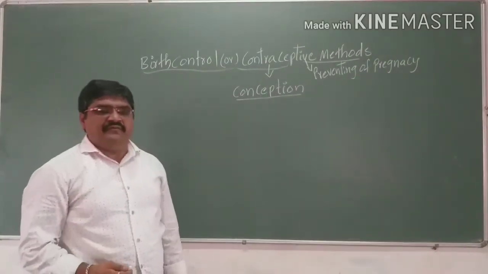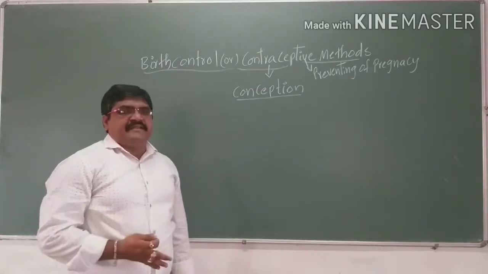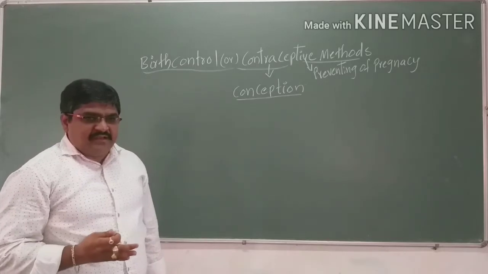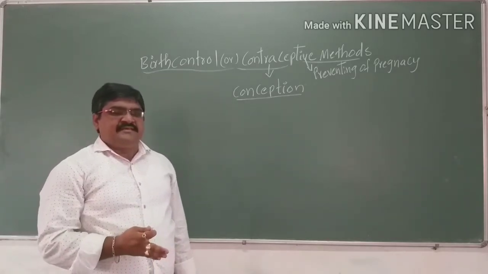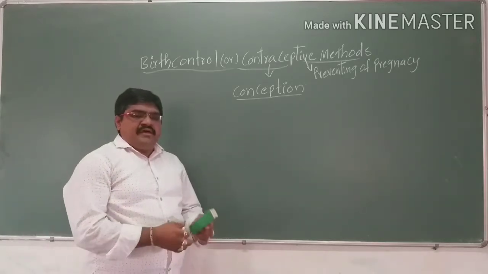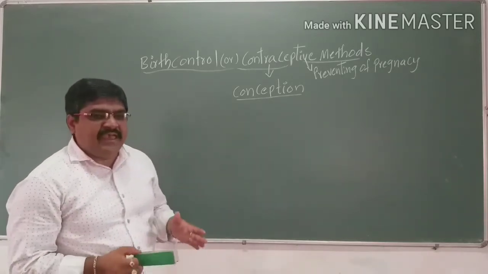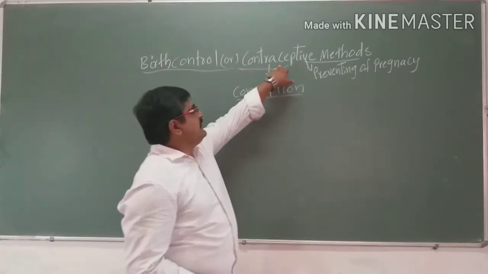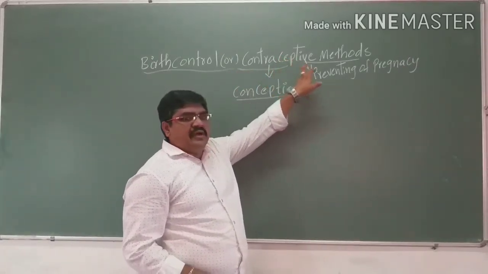We can call it a contraceptive method, or contraception. Contraception means helping to prevent pregnancy. It may be during sexual activity, or it may be for maintaining the gap from one child to another child. These methods come under contraceptive methods.